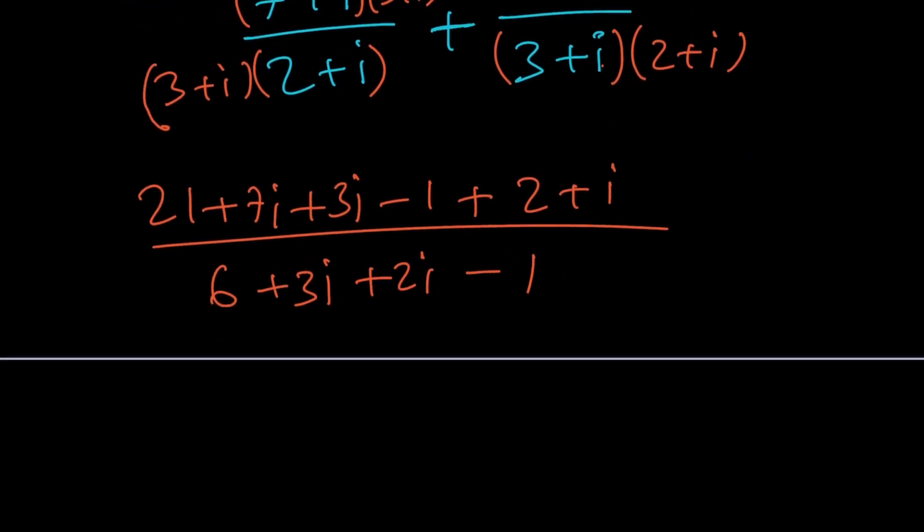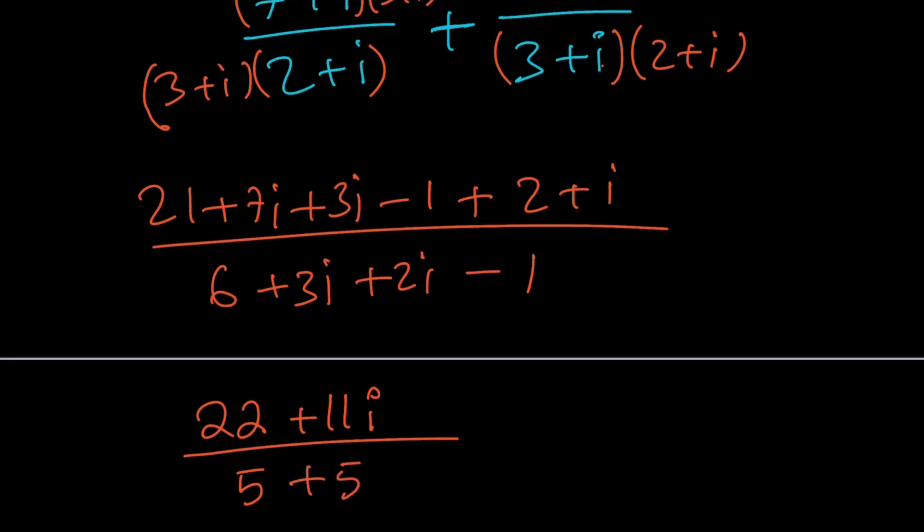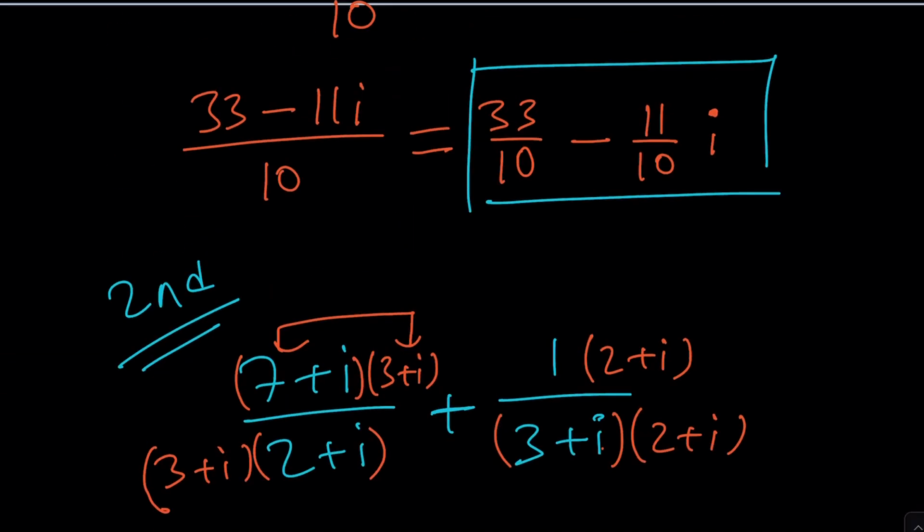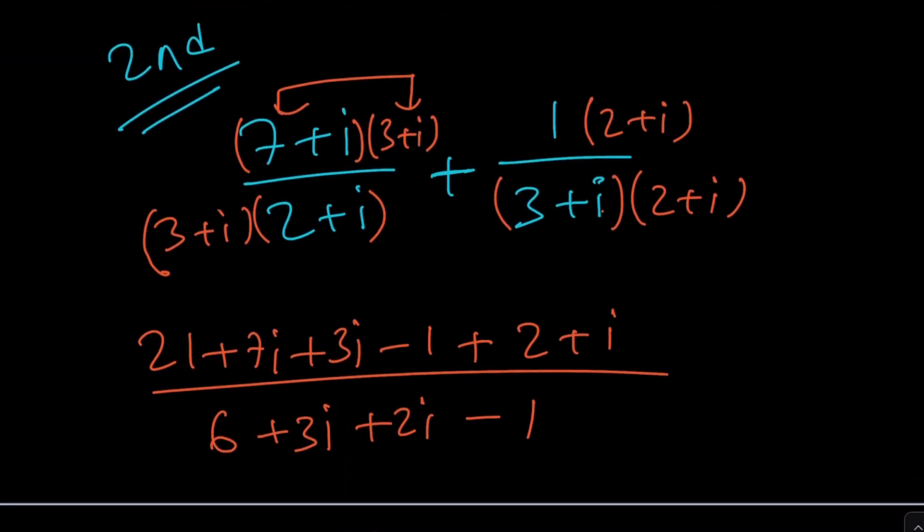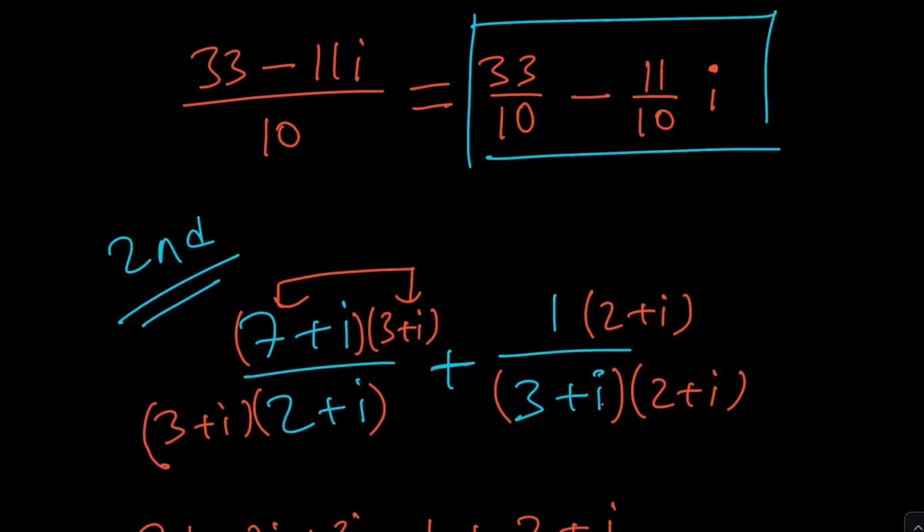Now, let's go ahead and simplify this. It's pretty much adding and subtracting. 21 minus 1 is 20. 20 plus 2 is 22. And then I have 7i plus 3i is 10i plus i is 11i. Great. And now what is 6 minus 1? That is 5, right? And then 3i plus 2i is going to be 5i. Now, you might be questioning, well, you got a totally different answer, right? Why are they so different? Don't worry, we're going to get to it.